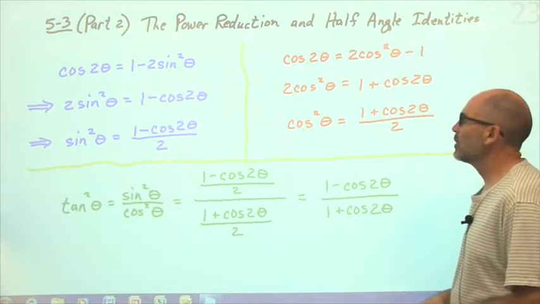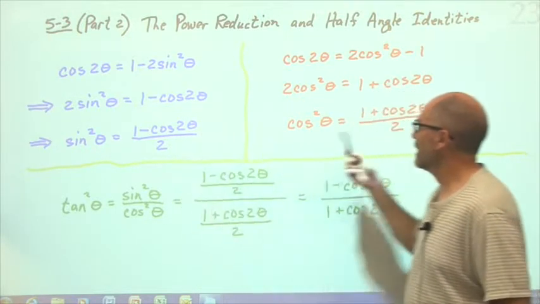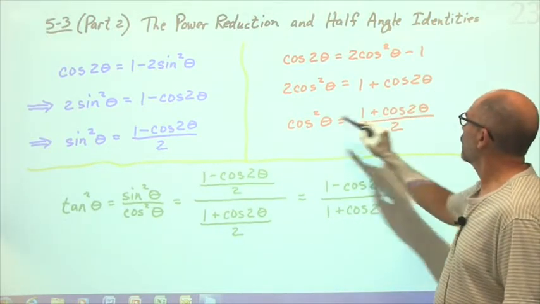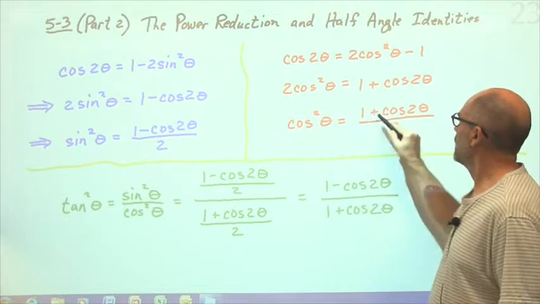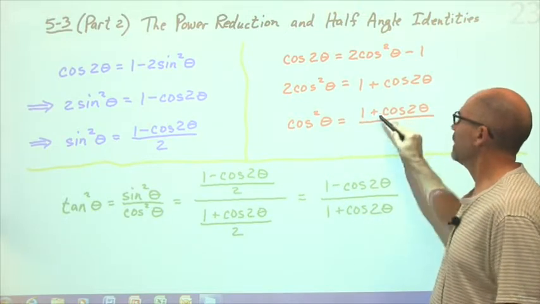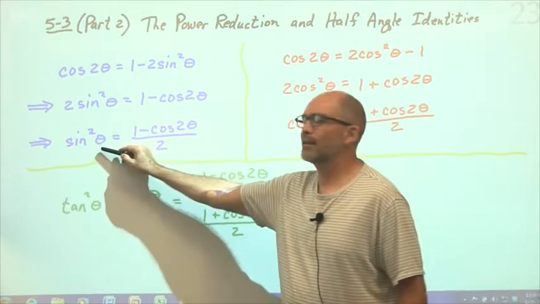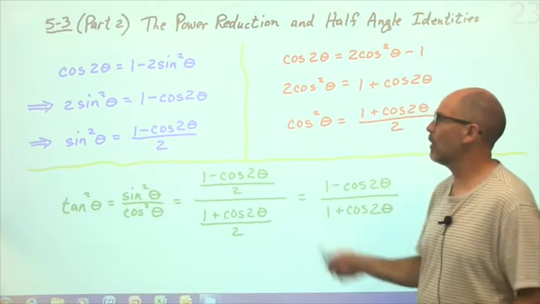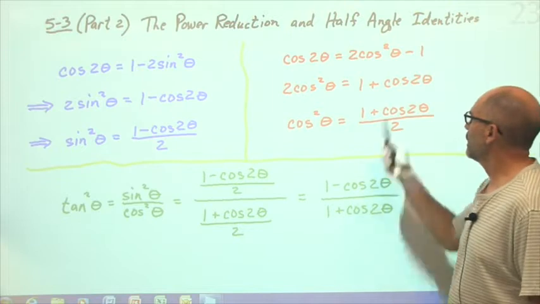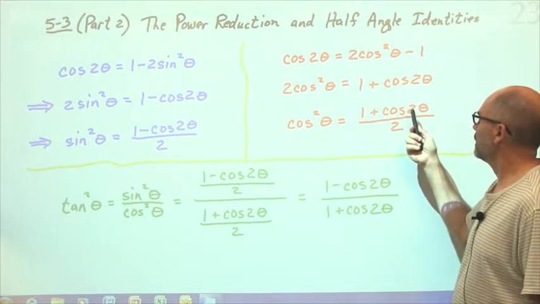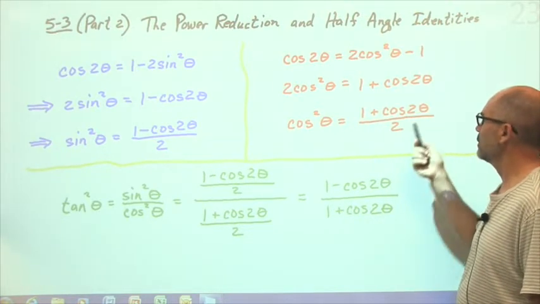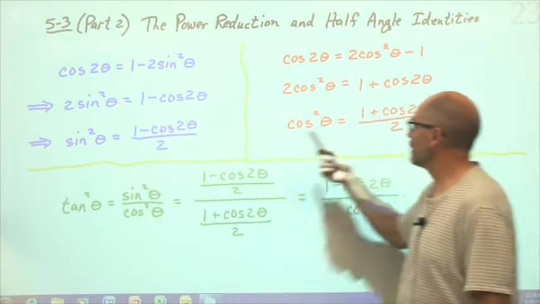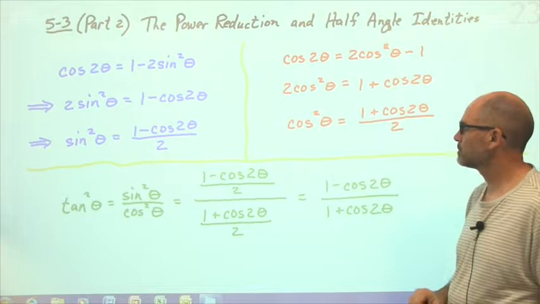Now, take a look at these two identities. They're really similar. The only difference is cosine is the home team, so it gets a plus, and sine is the visiting team, so it gets a minus. That's all you got to remember. So it's 1 either plus or minus cosine 2 theta over 2, and if it's sine, it's minus. If it's cosine, it's plus.